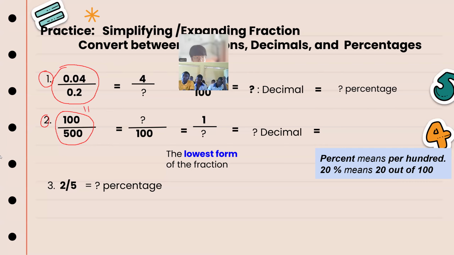Okay, let's look at number 3. Can you represent 2 over 5 as a percentage? It's 2 over 5. Let's convert it.